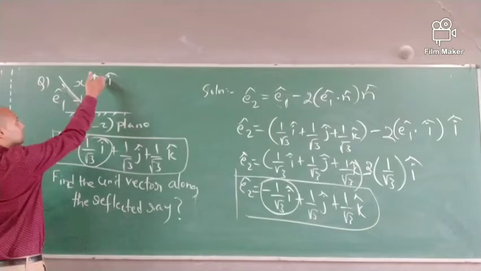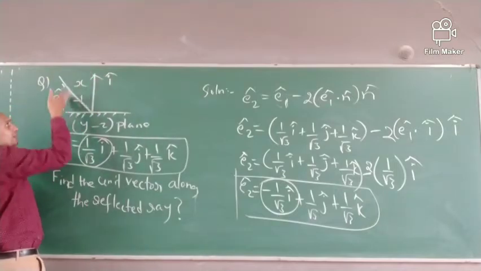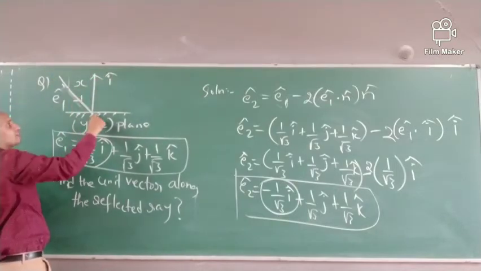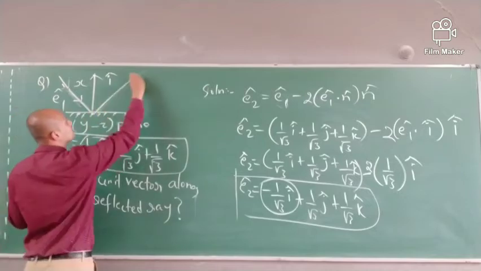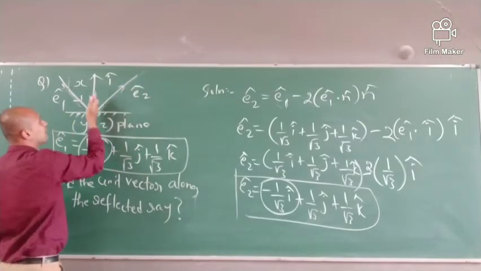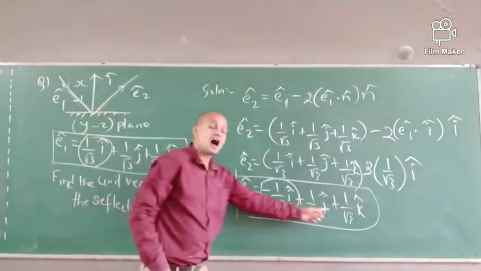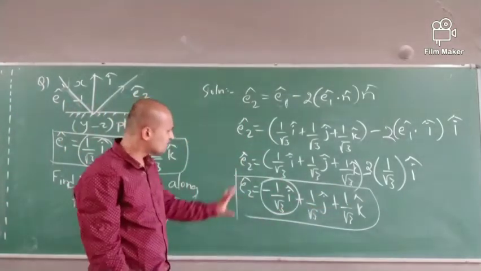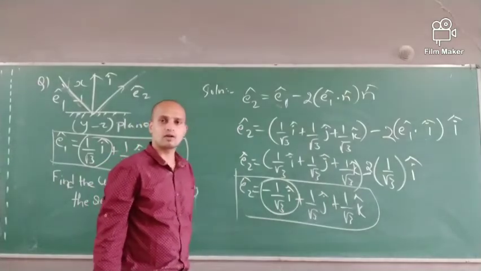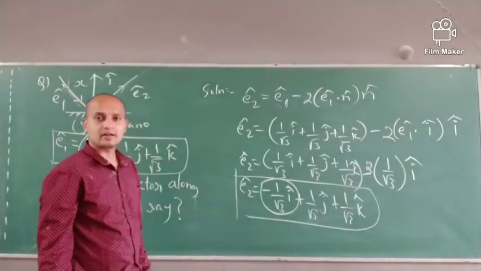Are you understanding? Because this is i cap, only this component is getting reversed. The ray is coming like this and it will be moving like this, such that only the i component is going to reverse its direction, and other things remain the same. This you have to keep in mind.